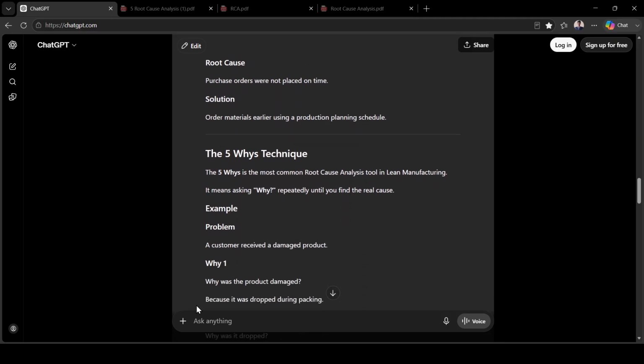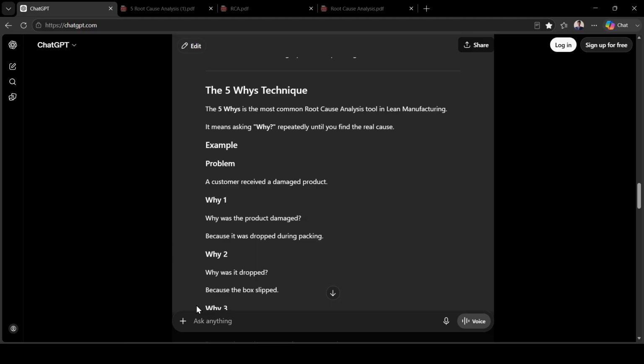The 5 Why technique. The 5 Why is the most important root cause analysis tool in lean manufacturing. It means asking why repeatedly until you find the real root cause.